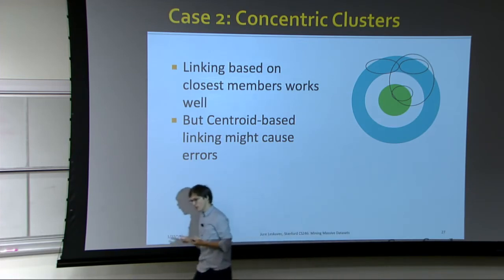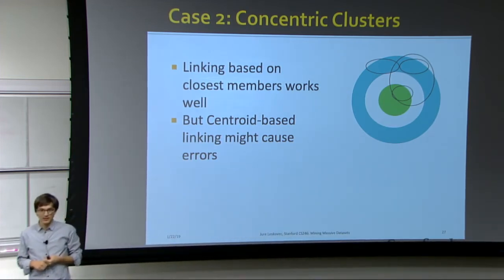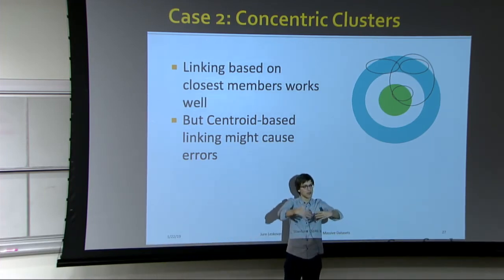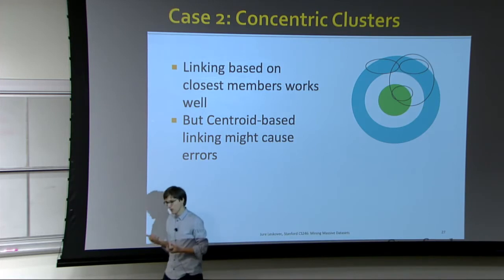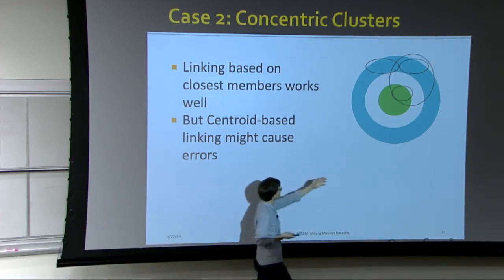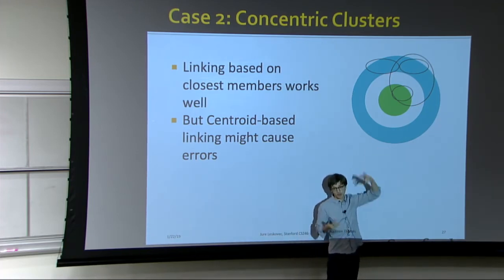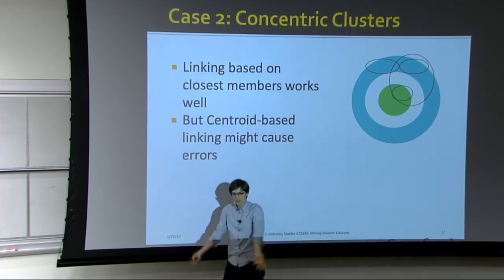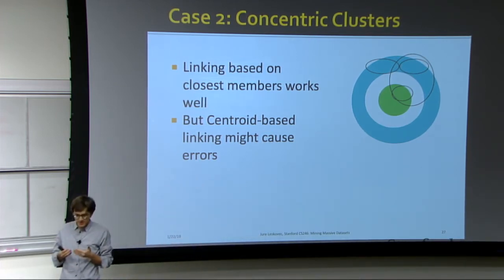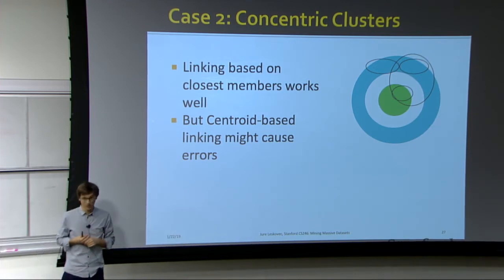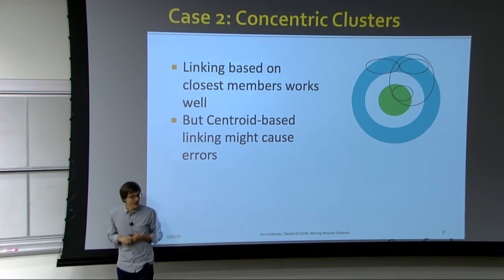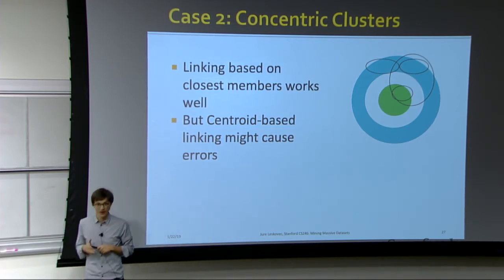So which one you use depends on the structure of the data. If your belief is that clusters have these nice round, Gaussian shapes, then centroids are a good way to do things. If you think that your clusters are of super weird shapes, where one cluster is surrounded by a different cluster, like I try to show here, then measuring the distance based on the closest members is the way to go. So again, it will depend. Okay? Are there any questions so far?